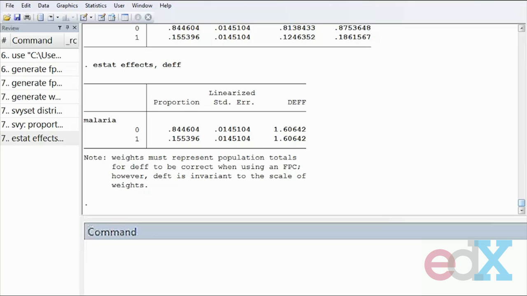Now, I haven't asked you to think much about the standard errors in this situation or even the confidence intervals. We're going to think a little bit more about that in the interactive exercises that follow.